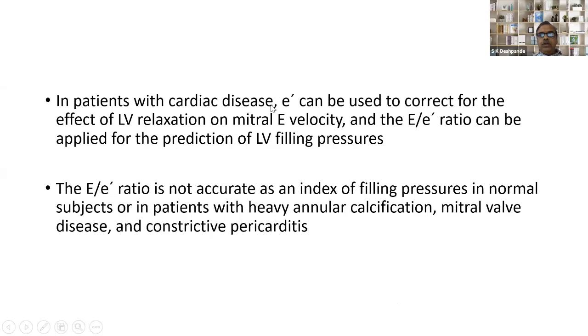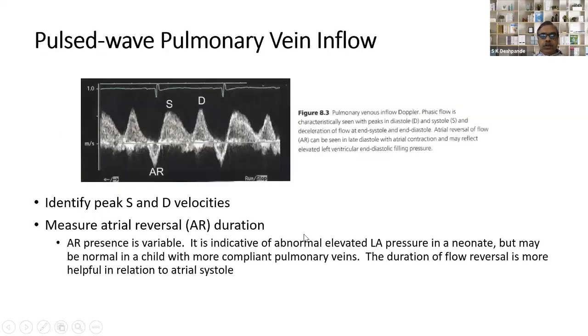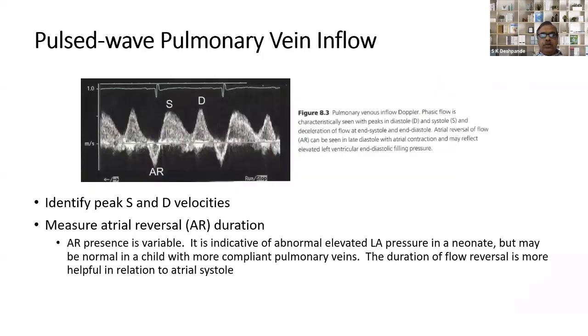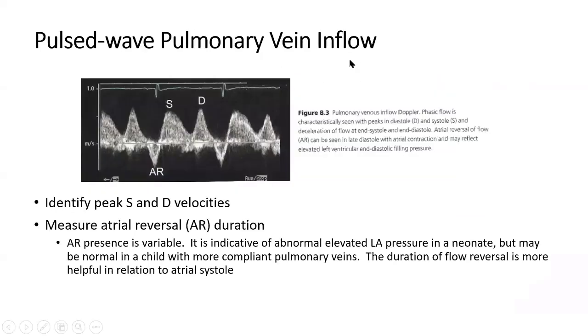In a patient with cardiac disease, E prime can be used to correct for the effect of LV relaxation on mitral E velocity, and the E by E prime ratio can be applied for the prediction of LV filling pressures. Since it requires an intact annulus and good muscle, where valve replacement or calcification is done or constrictive pericarditis is present, it is not applicable. In those cases, sometimes we have to take help of other modalities, like pulmonary venous inflow.